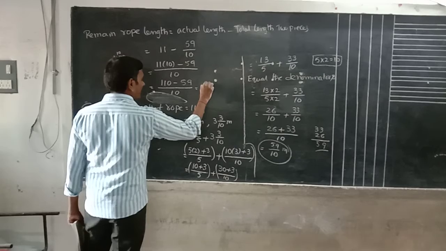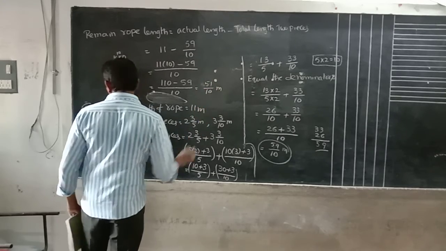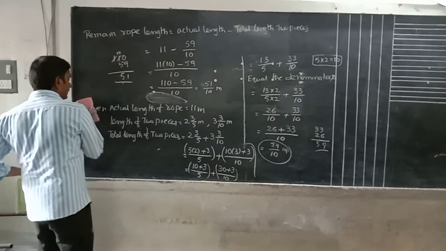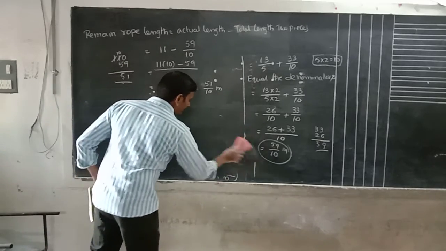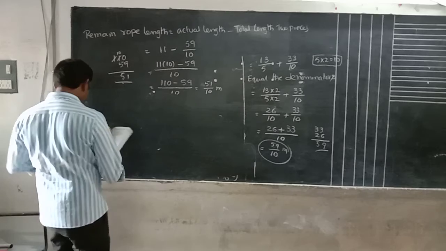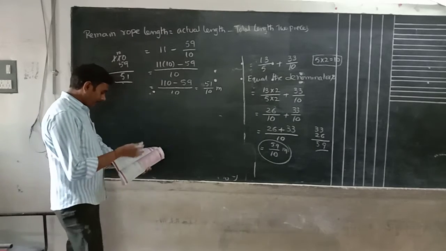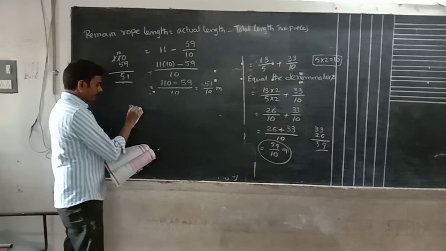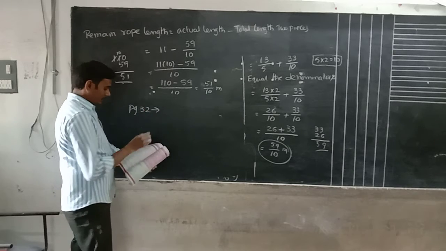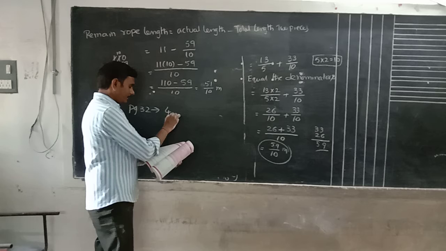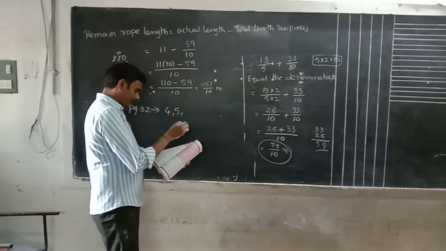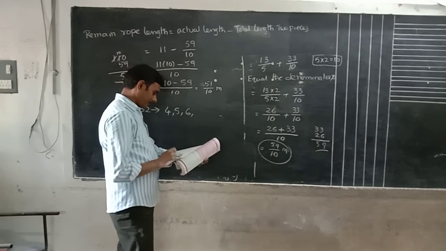51 by 10 meters. This is a very important question. What is today's homework? We have to do the homework today. Page number 32: fourth question, fifth question, sixth question.